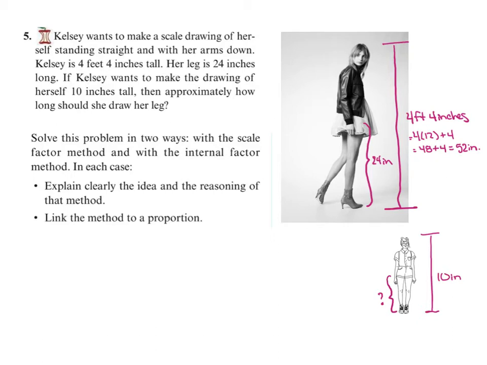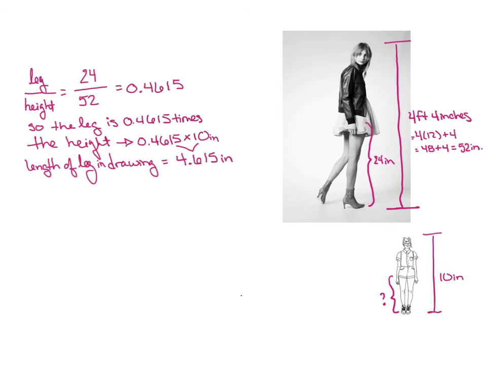So they'd like us to solve the problem in two ways, the scale factor method and the internal factor method, and explain clearly the idea and reasoning behind each method and link it to a proportion. So in the internal method, we're looking at the height compared to the leg, and in the scale factor method, we're comparing the height of the original to the height of the image. So for the first way I did it, I used the internal factor method.